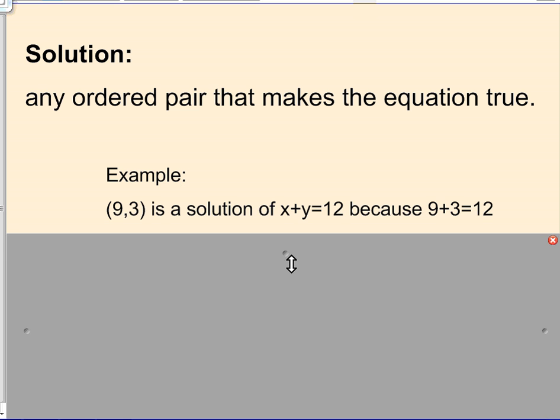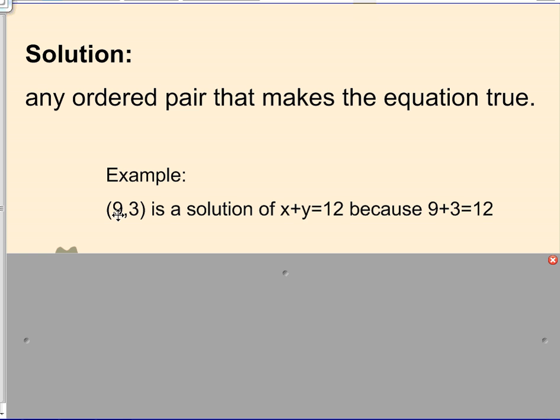For example, 9, 3 is a solution of x plus y equals 12 because if you plug in 9, which is x, and 3, which is y, into this equation, 9 plus 3 is 12, which we know is true.